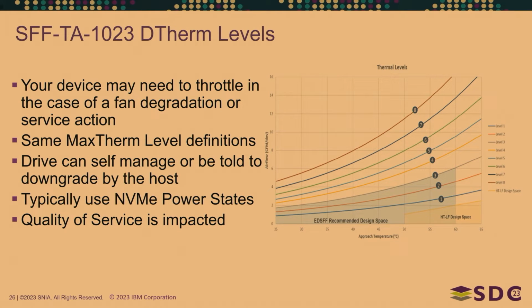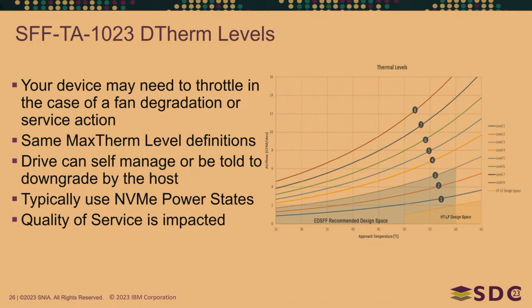So D-therm, they're the same levels. If you had something like a service action, if you had somebody who pulled out a compute canister or a power supply, or you have a fan that's broken, or somebody pulls out a drive, your airflow profile is going to change a little bit. So you want to define what we call D-therm levels, which are lower power states that you can have on your drive. And they can be managed by the host, or they can be managed by the SSD. They're typically the NVMe power states that you'd use to implement these.